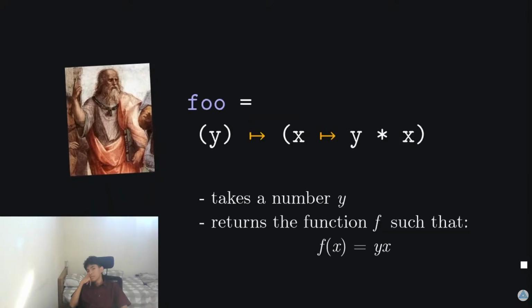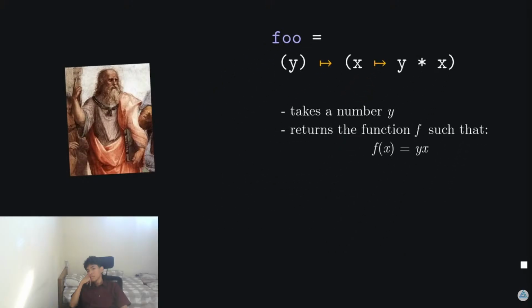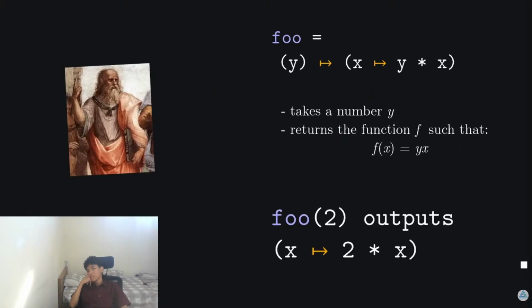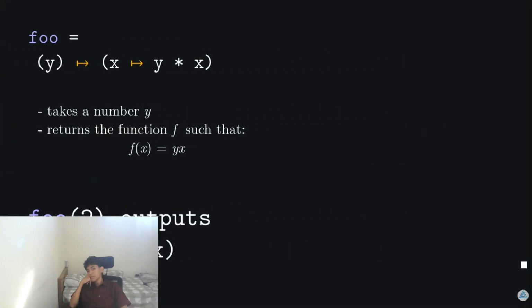In this case, the function foo is a function that returns a function. So this returns the function that multiplies the input by 2. Hence the following computes the value 2 times 5.